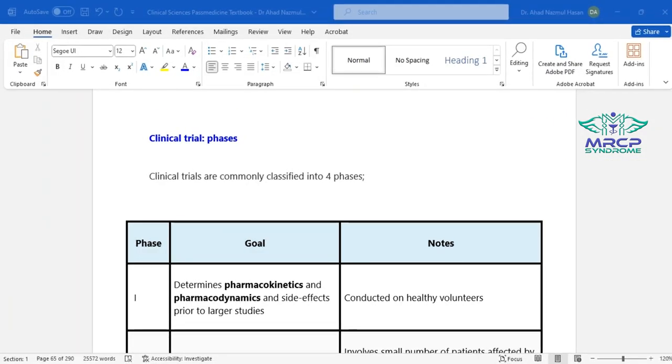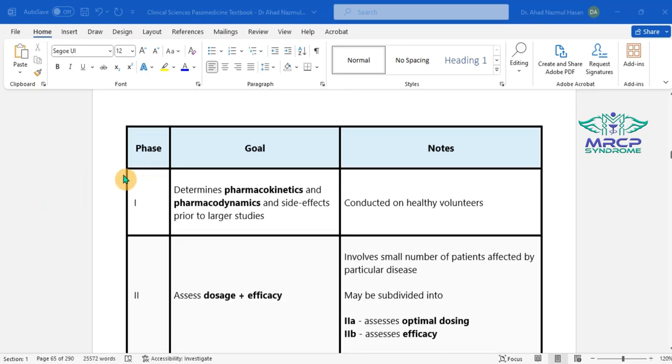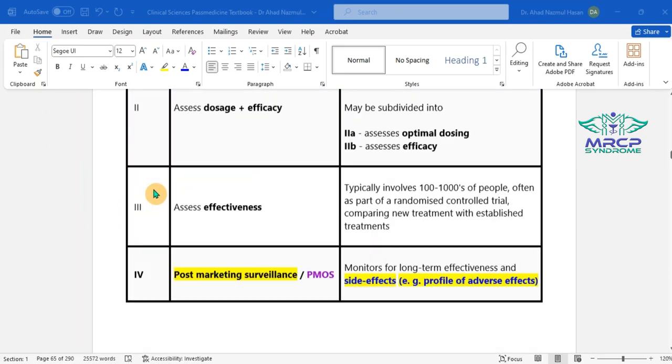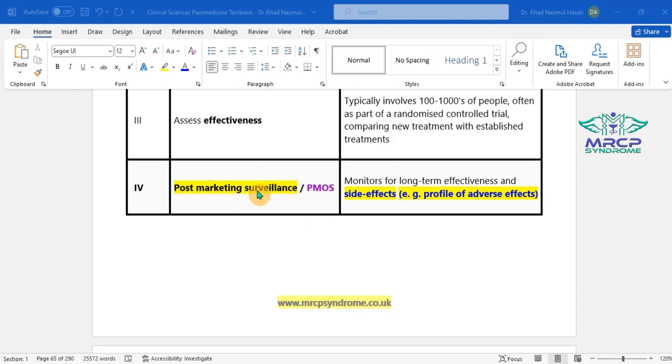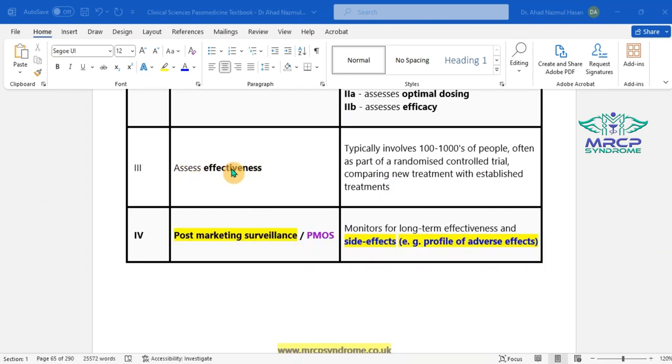Clinical trials are commonly classified into four phases. Phase 1, Phase 2, Phase 3, and Phase 4. Phase 4, Post-Marketing Surveillance or PMOS, Post-Marketing Observational Study. PMOS will monitor the side effects, profile of the adverse effects. Phase 3 will assess the effectiveness. And phase 3 is generated as a part of RCT, randomized control trial. And phase 4, PMOS, is generated as a part of non-RCT, non-randomized control trial.